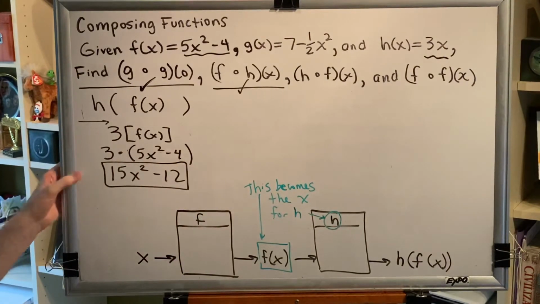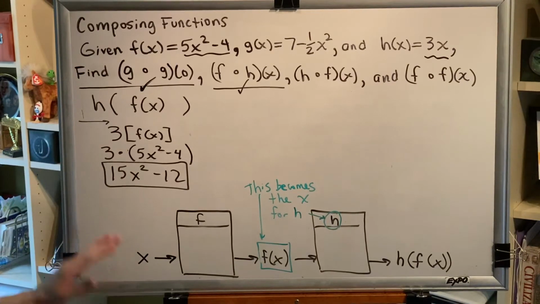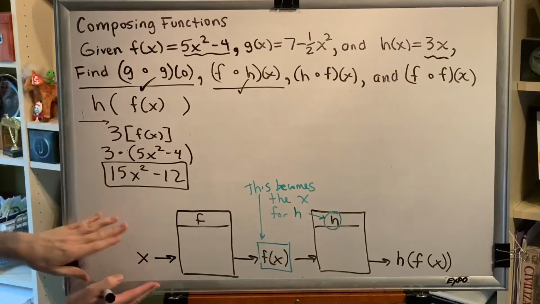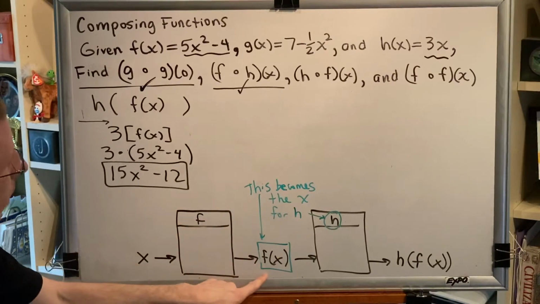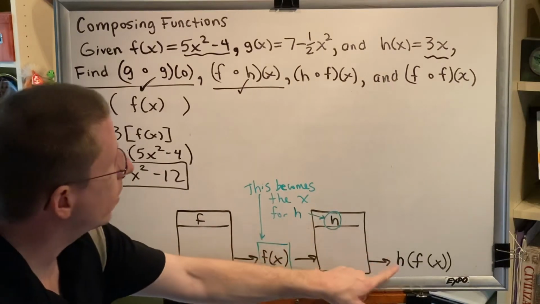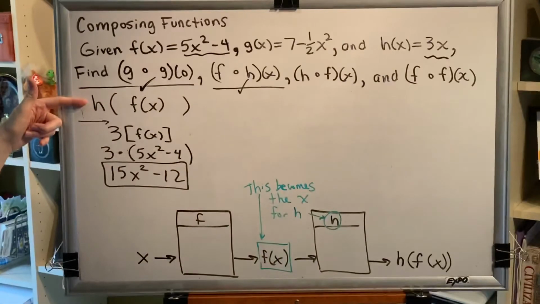Now, an alternate explanation of what's going on here is shown in this diagram. If you understood everything we just did, then you don't have to pay too much attention to this diagram, but in the case that it happens to be helpful, when x goes into f, what comes out is f of x, and when f of x goes into h, what comes out is h of f of x, which is what we're being asked to find in this problem.